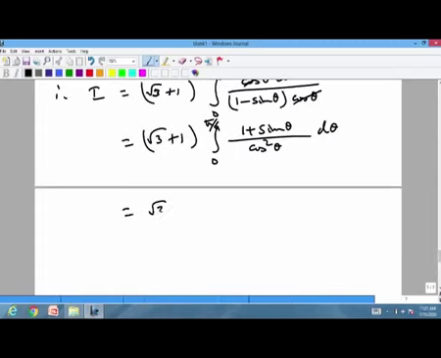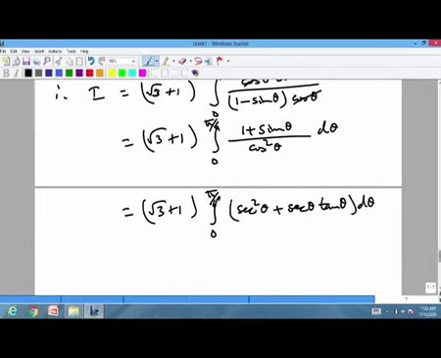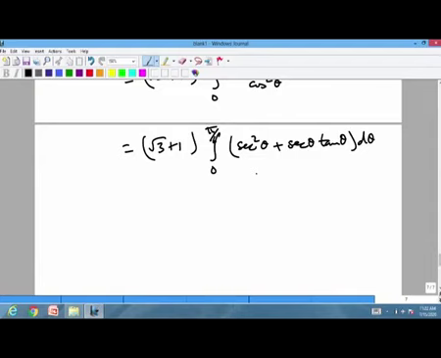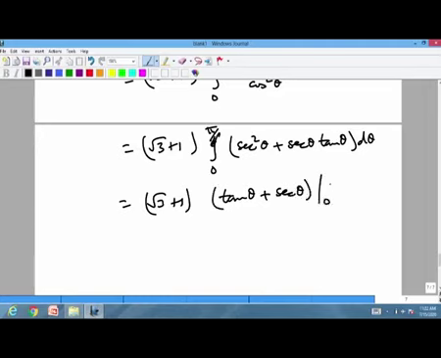This is equal to root 3 plus 1 times the integral from 0 to pi by 6 of 1 by cos square theta, which is secant square theta, plus sin theta by cos square theta, which is secant theta times tan theta, d theta. Now, you must be knowing the integral of this. So, this is equal to root 3 plus 1 times tan theta plus secant theta evaluated between 0 to pi by 6.